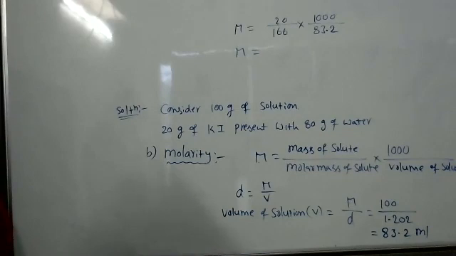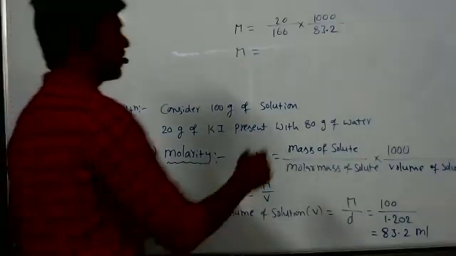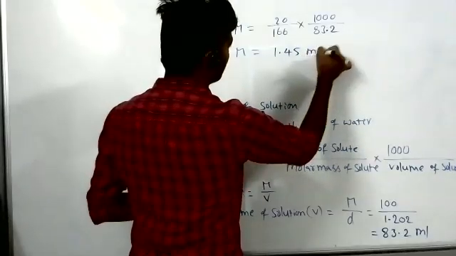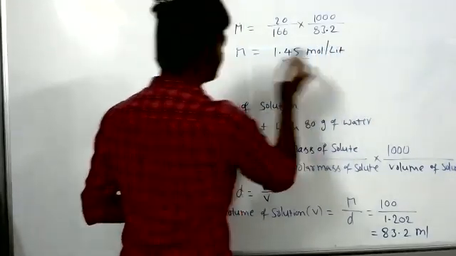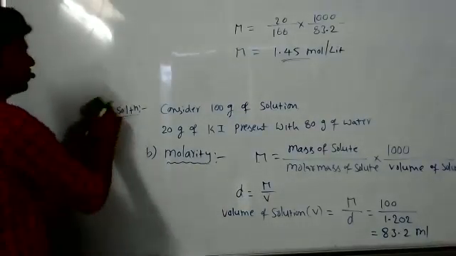So I think you get 1.44. 1.448. Okay, correct. 1.45 is the right answer. 1.45 mole per liter. Then calculate the last one: mole fraction.